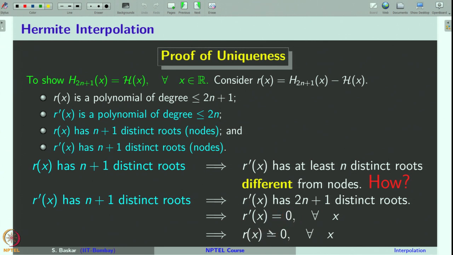That implies that R of x is a constant polynomial. But we know that R of x has n plus 1 distinct roots. In fact, if you know that R of x has one root, that is enough to say that this constant polynomial is equal to 0. Thus, we have proved that the polynomial R of x defined as h of x minus script h of x is indeed a 0 polynomial. That implies that h of x is equal to script h of x for all x in R. And this proves the uniqueness of the Hermite interpolation.